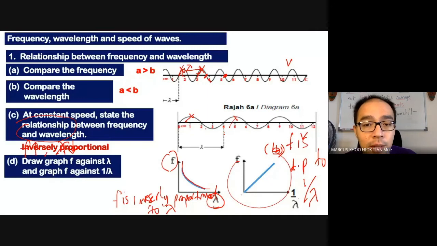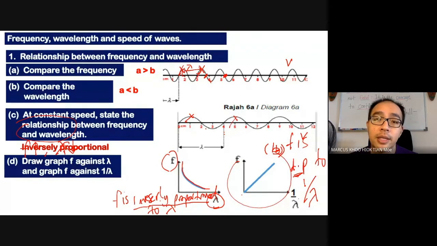So just be careful. We look at the shape of the graph, and the shape of the graph will tell us the relationship. If it is curved like this, it is inversely proportional. If it is a straight line starting from 0, it is directly proportional. Make sure you write these two sentences down under each graph, so that you remember how to write the relationship for each graph.